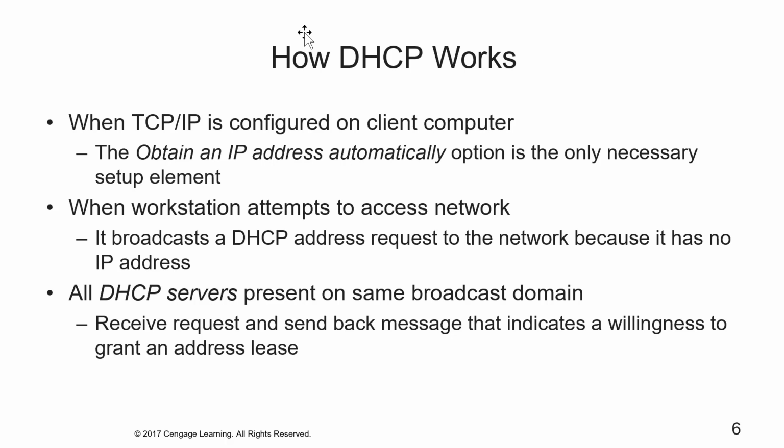So how does DHCP work? When TCP/IP is configured on a client computer, the obtain IP address automatically option is the only necessary element to put in there. When that workstation attempts to access the network, it broadcasts a DHCP address request to the network because it doesn't have an IP address. And all the DHCP servers present on the same broadcast domain get that request and send back a message saying, hey, we're willing to grant an address lease.